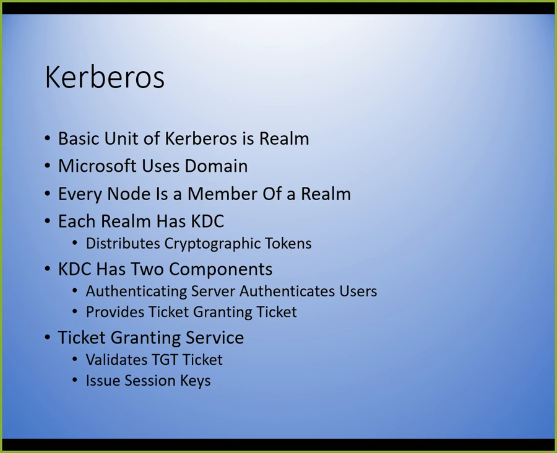The basic unit of Kerberos is a realm, although in Windows Microsoft uses the term domain. Linux uses the term realm with these things. Every node is a member of the realm. Each realm has a KDC, a key distribution center, that distributes the tokens. The key distribution center has two components: the authenticating server that authenticates the users, and then the ticket granting server that provides the ticket granting ticket.